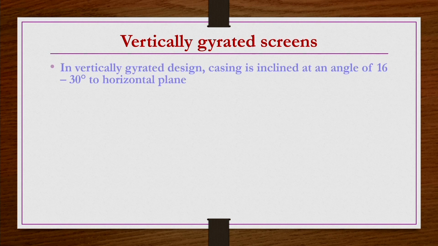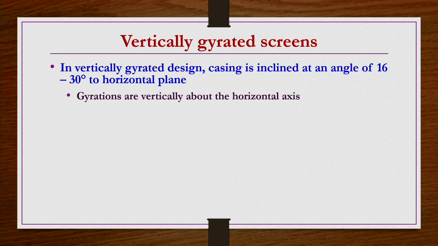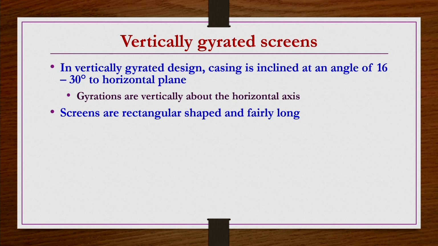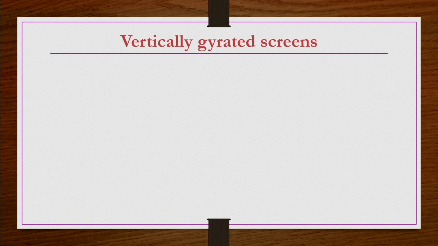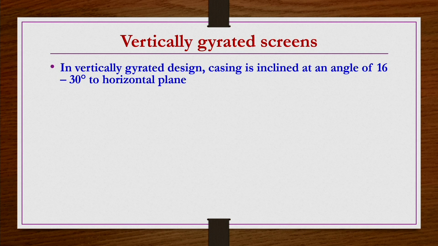Then vertically gyrated screens are also possible. They are designed in such a way that the casing is inclined at an angle between 16 to 30 degrees to the horizontal plane. You cannot have more than 30 degrees. If you have more than 30 degrees inclination, the capacity would be very low, as well as the effectiveness. So, here gyrations are vertical about the horizontal axis. The principle is quite similar to the horizontally gyrated reciprocating screen we have seen. The principle is the same in vertically gyrated screens as well, but the casing is inclined at an angle of 16 to 30 degrees to the horizontal plane, and gyrations are vertical about the horizontal axis.